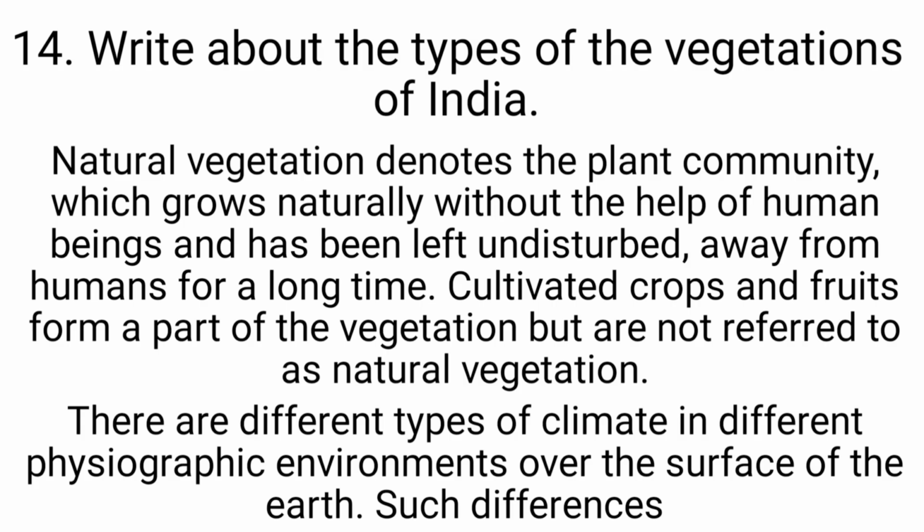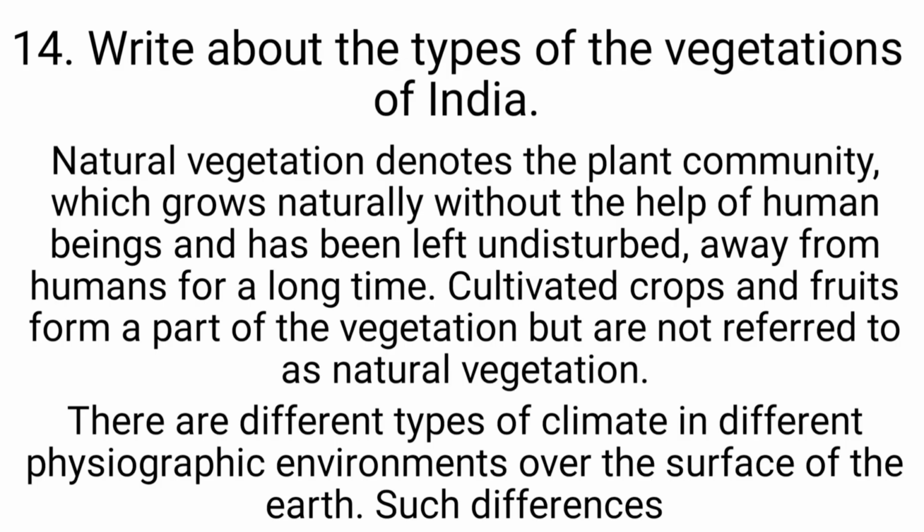Number 14. Write about the types of vegetation of India. Natural vegetation denotes the plant community which grows naturally without the help of human beings and has been left undisturbed, away from humans, for a long time. Cultivated crops and fruits form a part of the vegetation but are not referred to as natural vegetation.